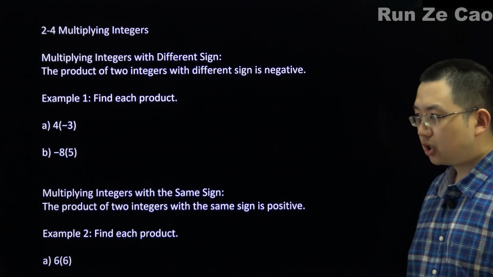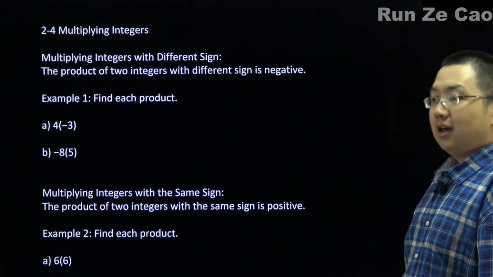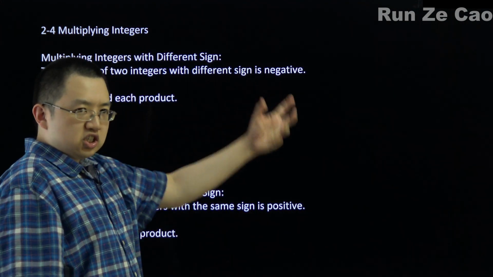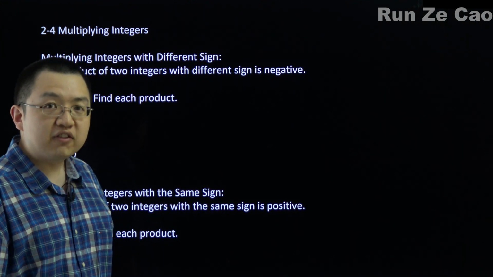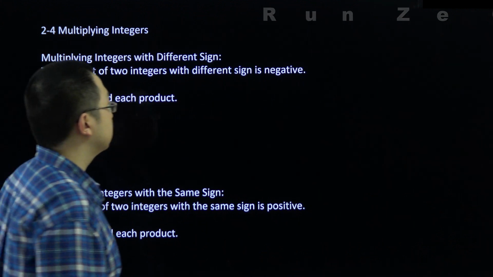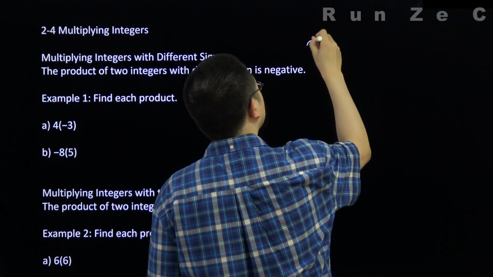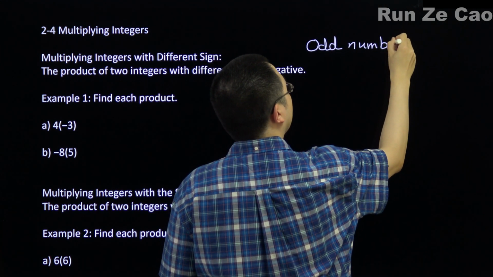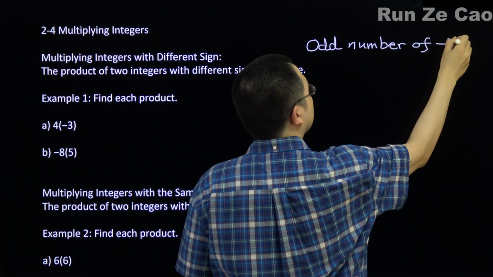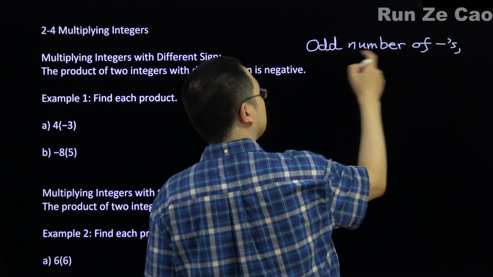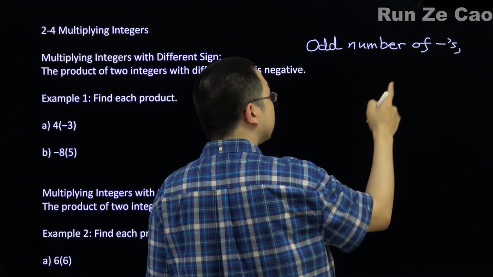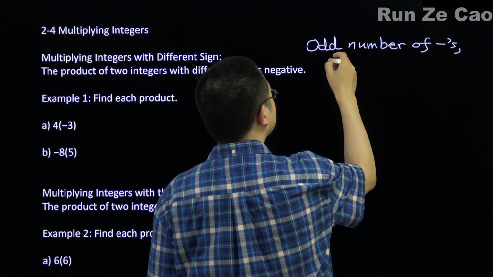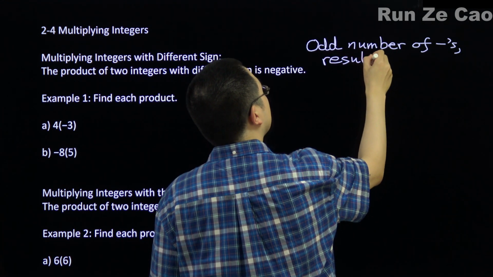When you're multiplying integers with different signs, the product of a number of integers that have an even number of negative symbols is positive. And if it has an odd number of negative symbols, that's, if you have an even number of negatives, they will cancel each other out in pairs. If you have an odd number, there's always going to be one negative left over, not canceled out. Result negative.